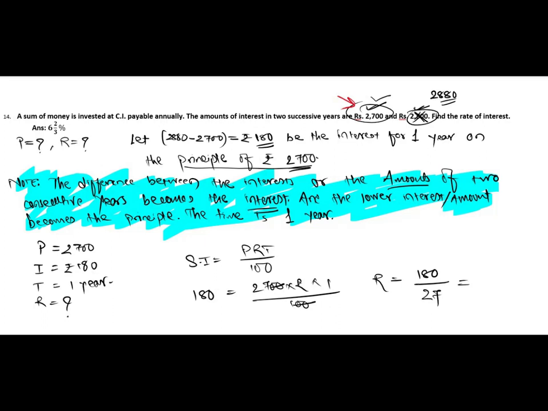Okay, 180 by 27. Let's bring it into the lowest terms. 9 threes are 27, 9 twenties are 180. So 20 by 3. 20 by 3 will be 6 and 1 by 3... I'm sorry, 6 threes are 18 plus 2 is 20, so 6 2 by 3%. The rate of interest is in front of you.